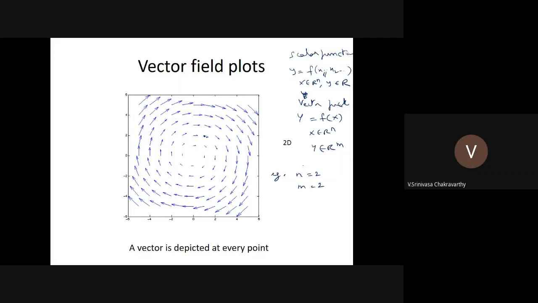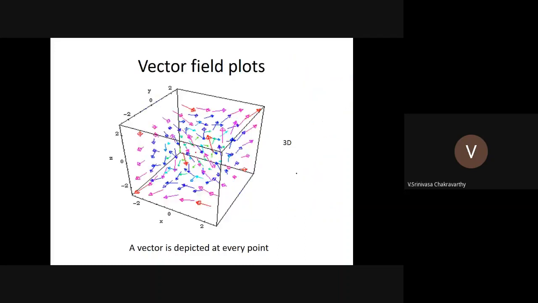At every point, you just have to depict the vector as a small arrow. The length of the arrow gives you the intensity, the strength of the field at that point, and the direction of the arrow gives you the direction of the field. So very simple, right? And MATLAB, for example, allows you to make these kinds of plots. There is something called a quiver plot, using which you can plot vector fields.